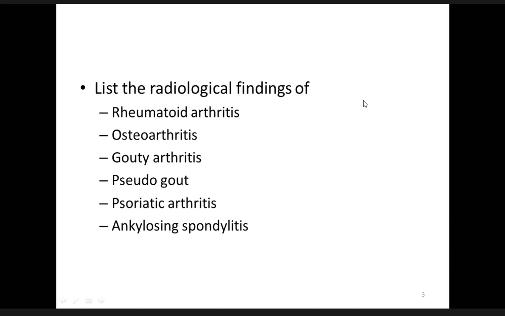Do rheumatoid arthritis patients get bronchoalveolar carcinoma as pulmonary manifestations? As far as I know, the answer is no. When you go through Kumar and Clark, I think they haven't listed bronchoalveolar carcinoma as a pulmonary manifestation of rheumatoid arthritis. They have all these nodules and all that, but they have not listed bronchoalveolar carcinoma as a respiratory manifestation of rheumatoid arthritis.